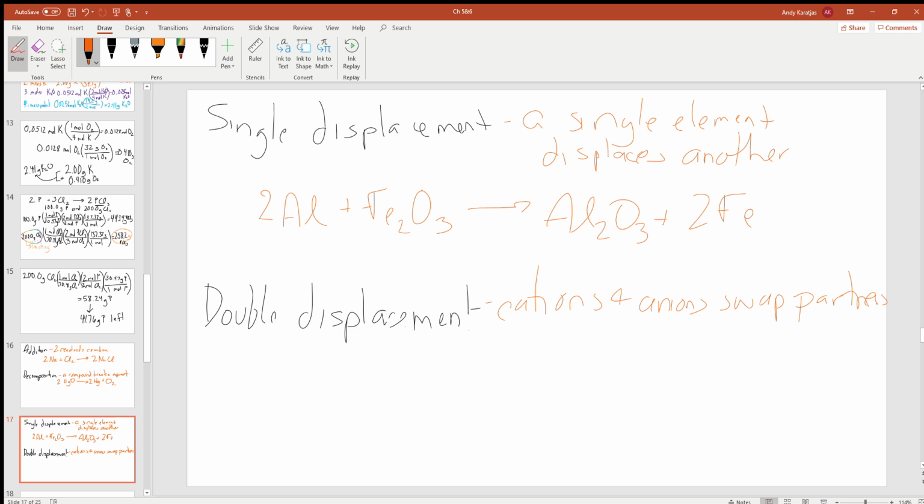In the double displacement, as we said, we're going to swap partners. So maybe we have sodium phosphate and potassium chloride, and they will switch, and we get sodium chloride and potassium phosphate.